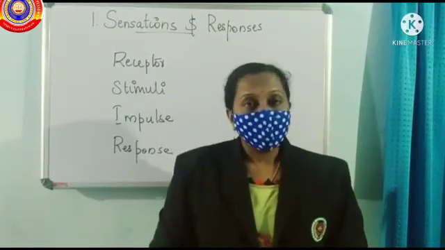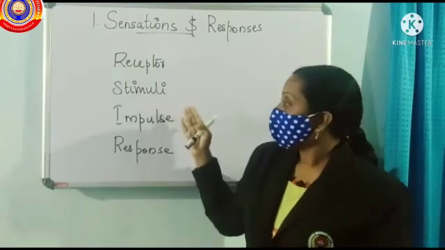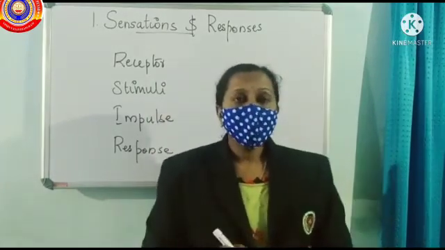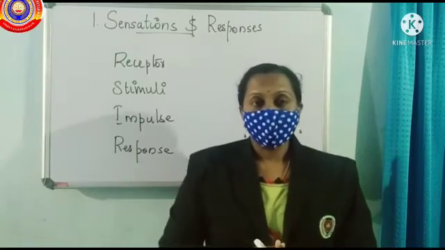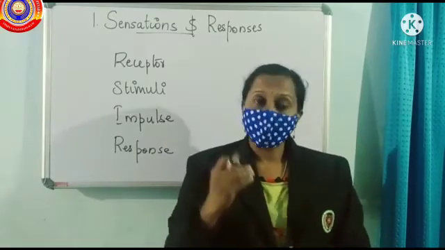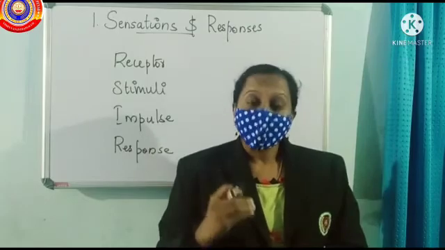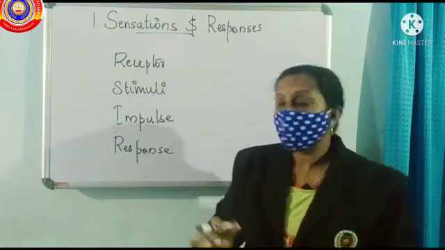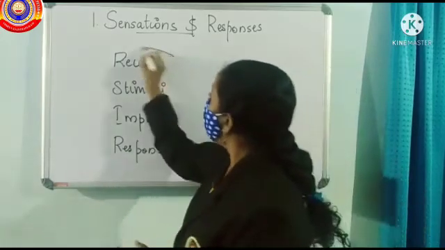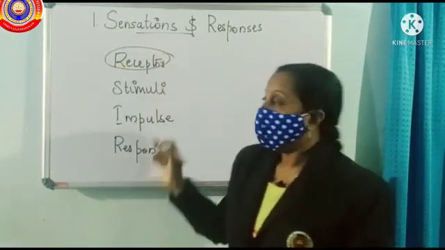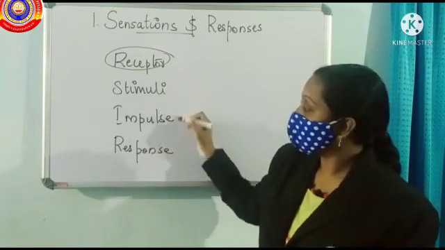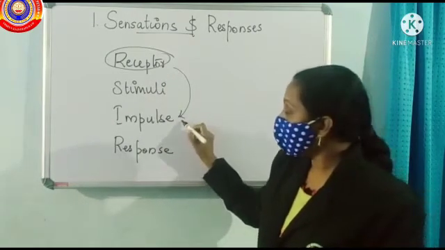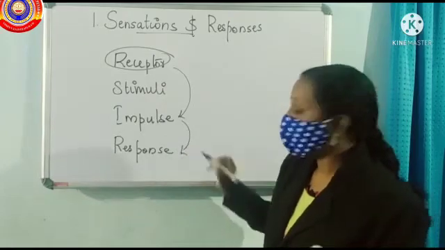In the last class, we discussed receptor, stimuli, impulse, and response. Stimuli means the senses that evoke responses in an organism are called stimuli. The stimulation occurs with the help of the receptor, which is present in the sense organs and other parts of the body. The receptor undergoes response with the help of an impulse.